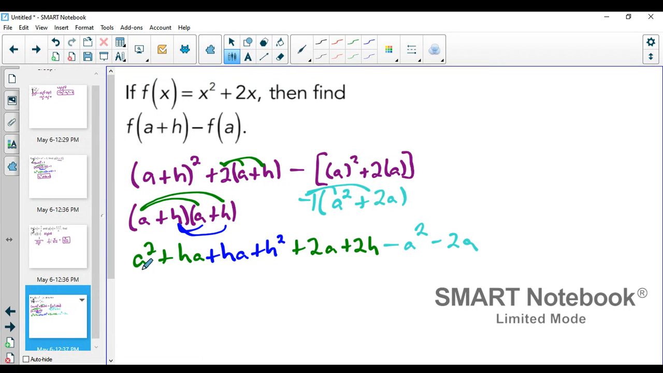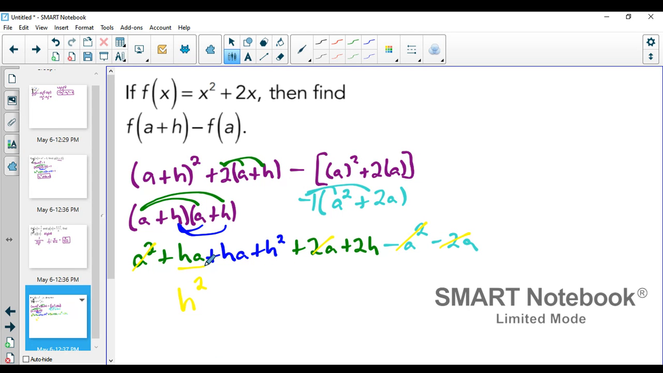Okay. So let's see, we'll go with yellow and just start writing out our combined terms. We have a squared and minus a squared. So those are actually going to go away. And then if you look over here, we have a minus 2a, and over here we have a plus 2a. So those are going to go away as well. And now look at your squared term. So the only squared term we have left is h squared. So let's put h squared first.